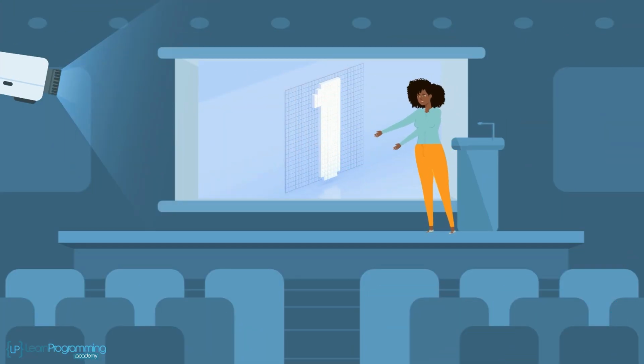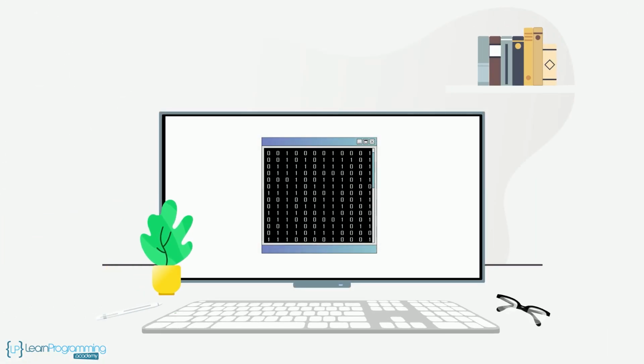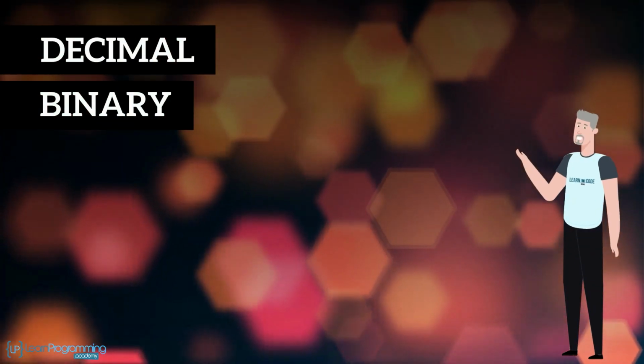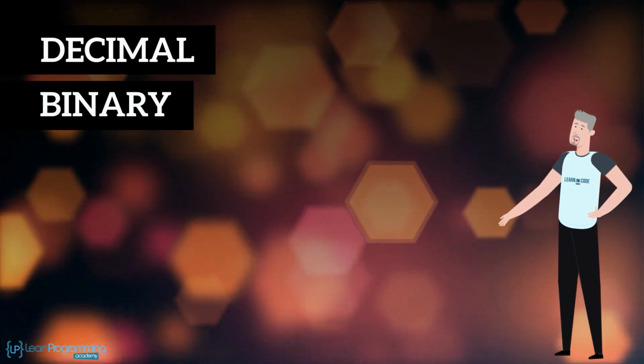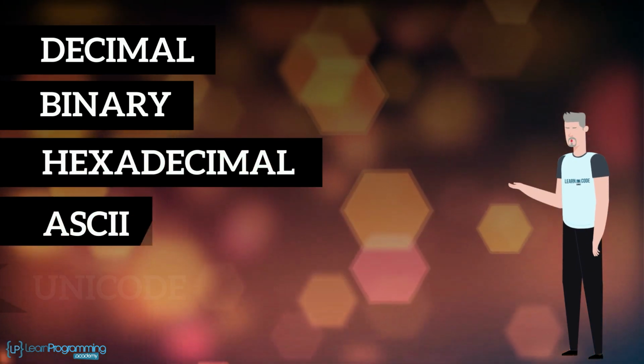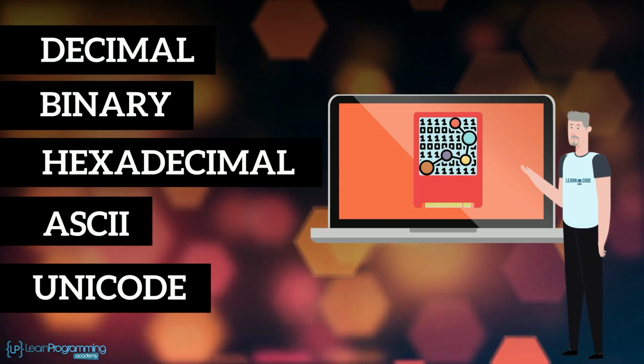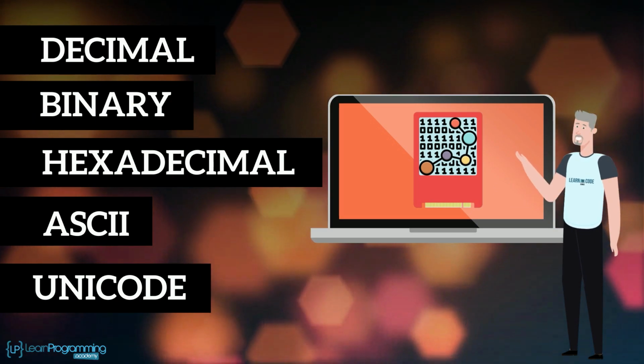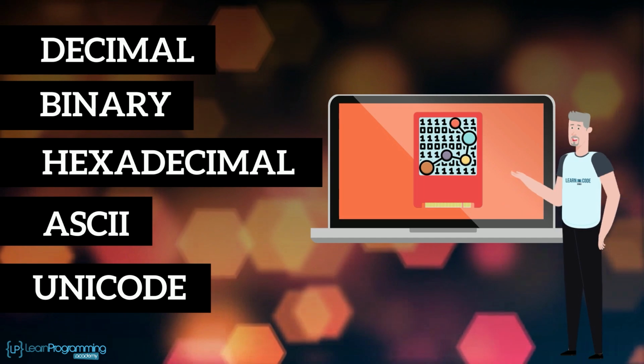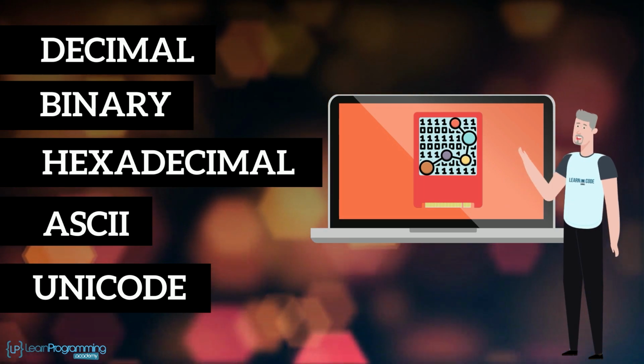We've already learned that people manipulate numbers using the decimal number system, and computers manipulate numbers using the binary number system. In addition to those number systems, a few more data representation schemes come to mind: hexadecimal, ASCII, and Unicode. Keep in mind the computer still stores all data using binary. Let's look at each of these schemes and see their role in data representation and storage.